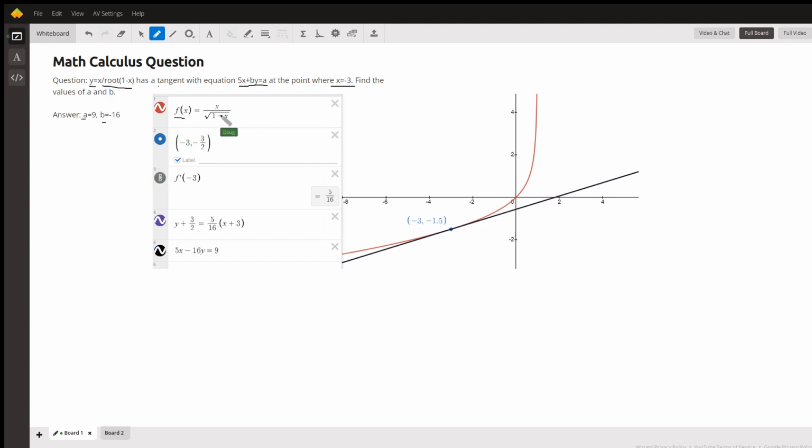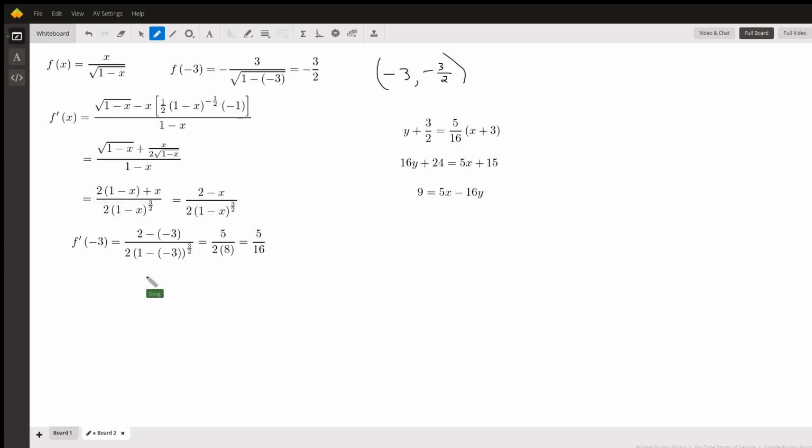Here's the function. When x is -3, y is -3/2, so there's the point of tangency right there. And if we find f prime of -3, we get 5/16. That's the slope of that tangent line. So we know a point and we know the slope, so we can use point slope to find the equation. So let's see the steps involved in making that happen.